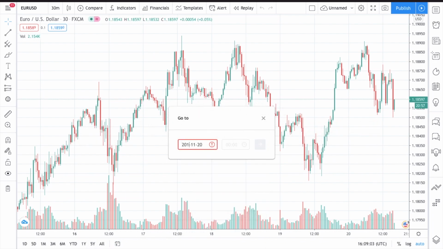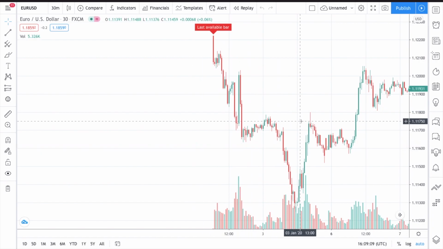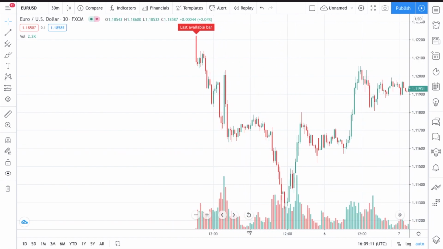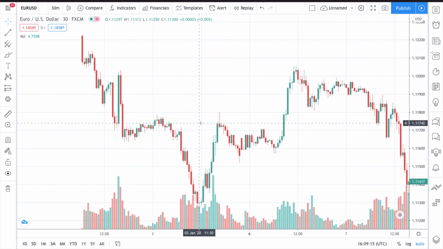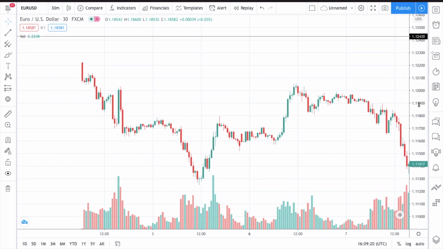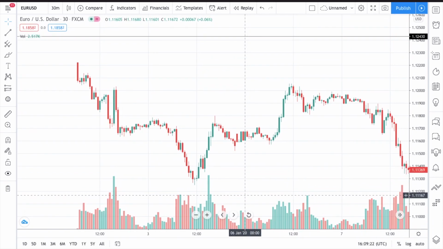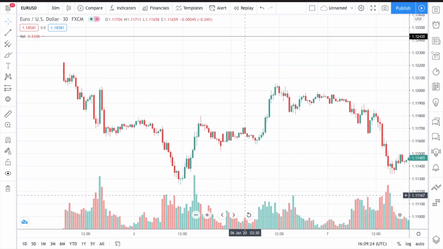What we'll be doing is backtesting through an earlier period on the Euro-US dollar chart to see how reliable this method is. First of all, we're going to bring up the 30-minute chart and move back to a random date. As you can see, we've gone back to January 2020. What we'll be doing is looking for head and shoulders patterns across this chart.